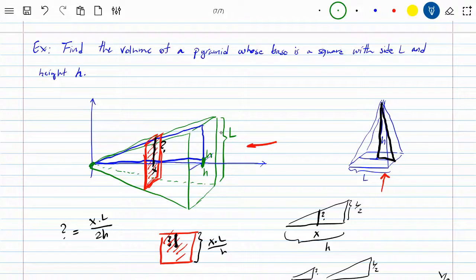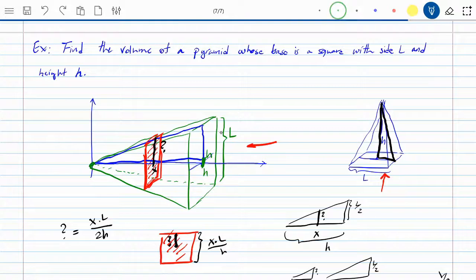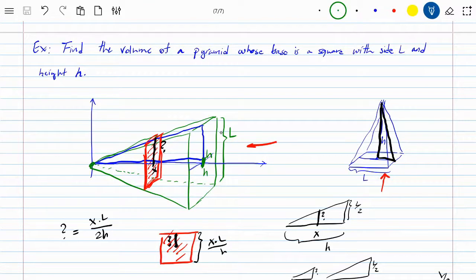Okay, this is basically it for this section. Next time we will discuss more of the volume created by rotation, cylindrical volume, and things like that. So I'm going to stop at this point.